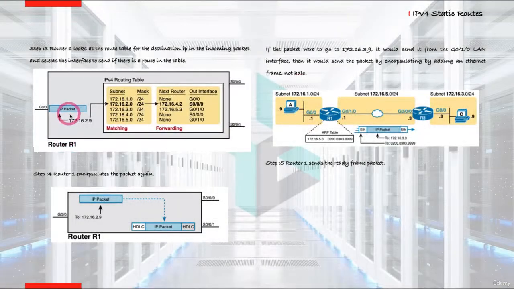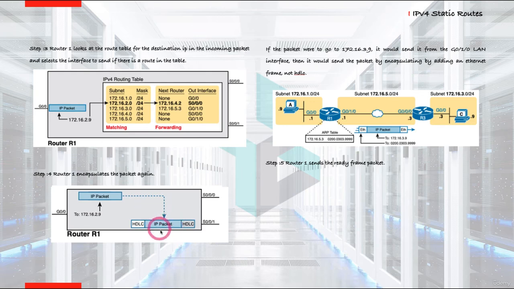In the third step, the router compares the packet with the routing table and selects the exit interface as soon as it sees 172.16.2.0 in the routing table, where the interface is serial 0/0/0. Since it will send the packet from the output interface, whichever protocol that interface uses, it encapsulates the packet again. Since this interface uses the HDLC protocol, it transmits the packet again with HDLC encapsulation.